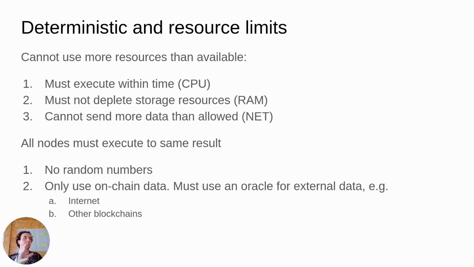So EOSIO defines 3 different resources at the moment. One is CPU. It's a measure of exactly how many microseconds the transaction takes. There's RAM in bytes. How much storage in RAM is the contract or account using? And then NET is a measure of the transaction size, like what data is in that transaction. And there's a whole accounting system about how much of those resources you are allowed to use.